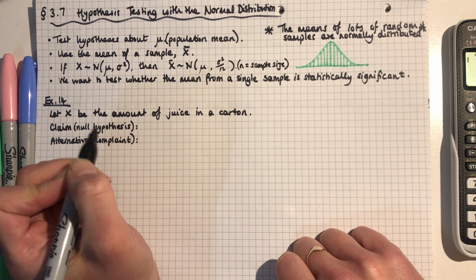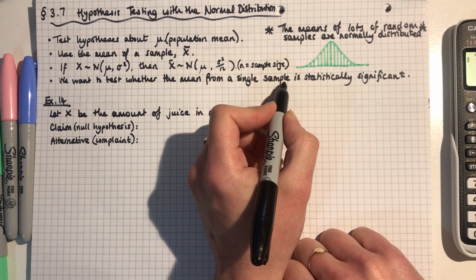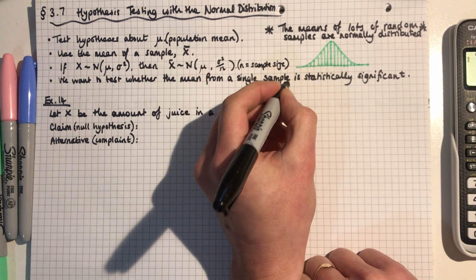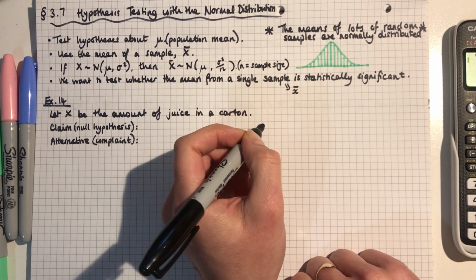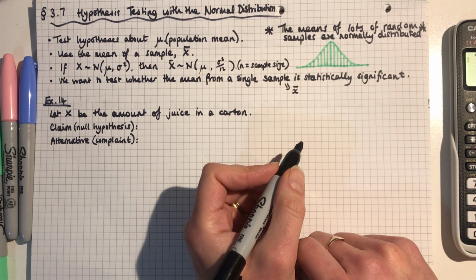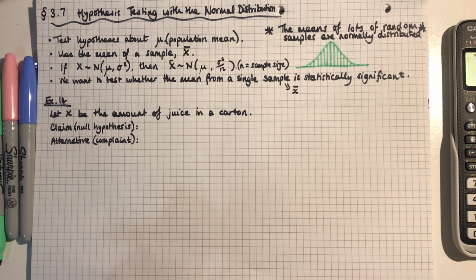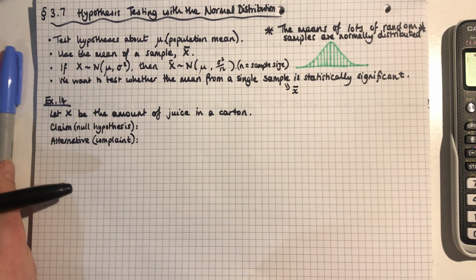So what we want to do is take a sample and test whether or not the mean from this sample, we'll call this mean from this individual sample, lowercase x bar, is statistically significant. So the easiest way to explain this is just to look at examples and look at it in action.